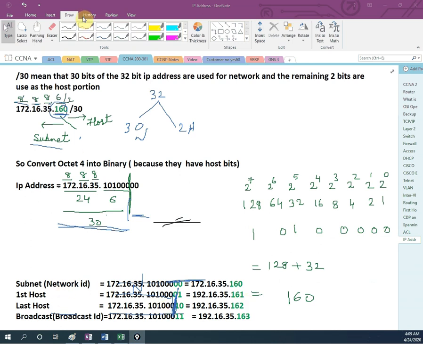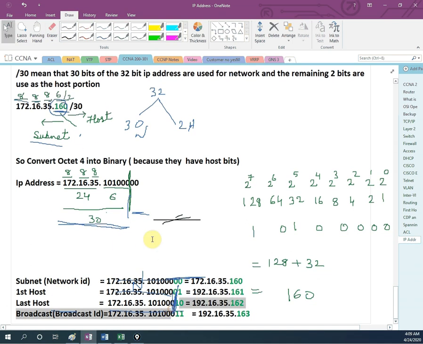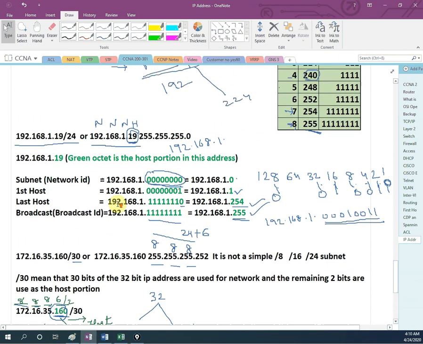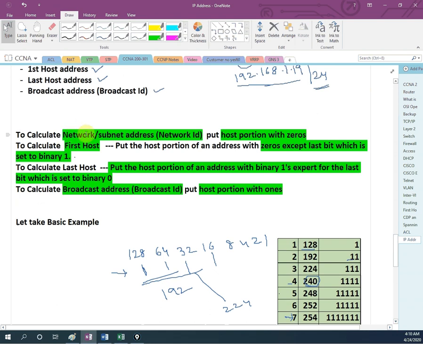Okay, and the broadcast address, what does broadcast mean? Let me erase this. If we want to calculate the broadcast address, we put all the host part as 1. You remember? This is the host part, the last one. So I make these 2 bits 1. When we keep 1, we need to convert the whole number into decimal. If we add the numbers following that sequence, it becomes 163.